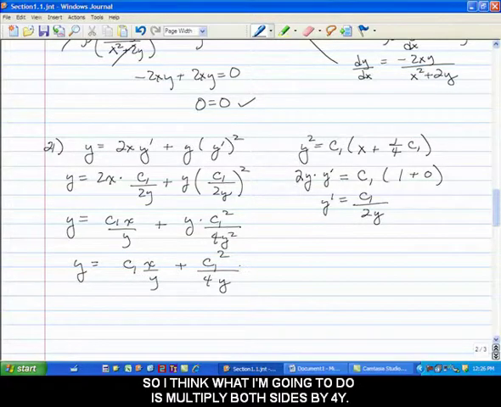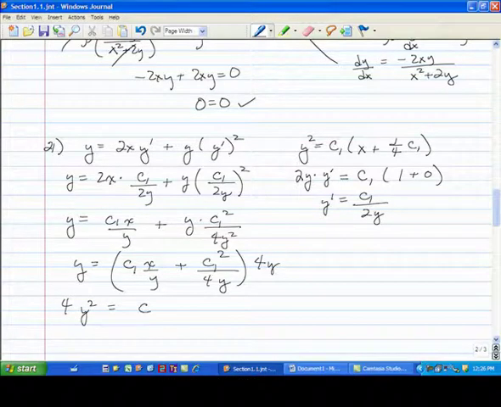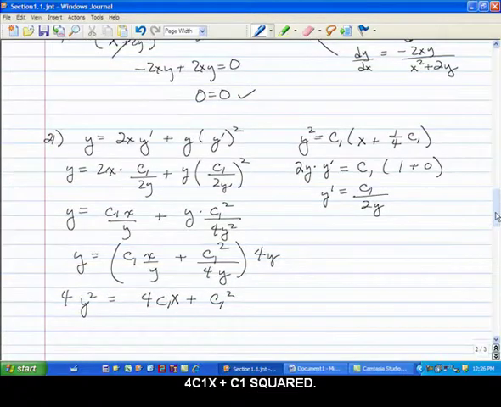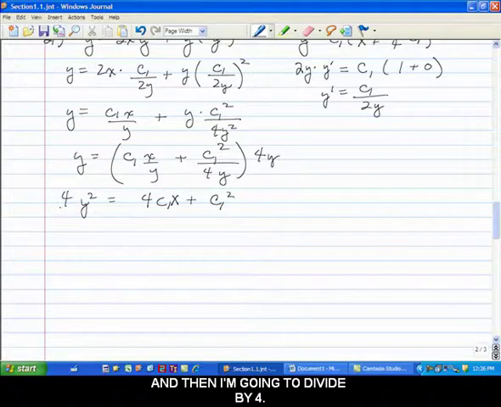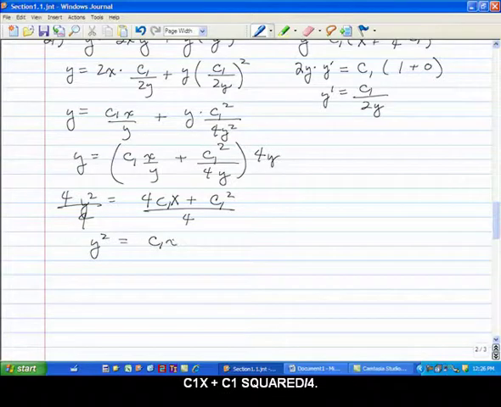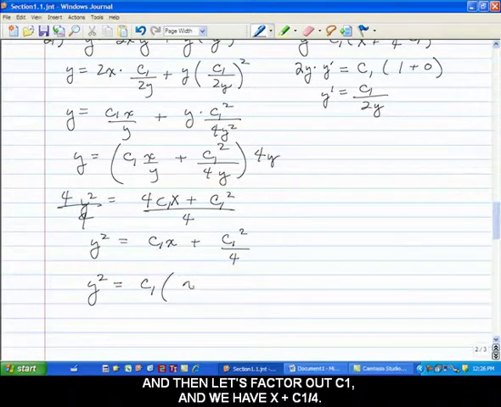Okay, so I think what I'm going to do is multiply both sides by 4y. And so we'll get 4c1 plus c1 squared, 4c1x plus c1 squared. And then I'm going to divide by 4. I guess I could have done that a little more elegantly. c1x plus c1 squared over 4. And then let's factor out a c1, and we have x plus c1 over 4.